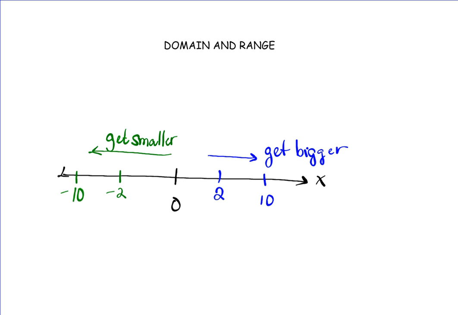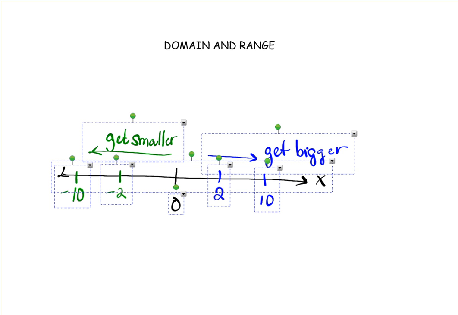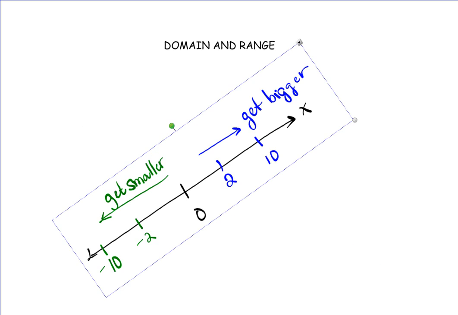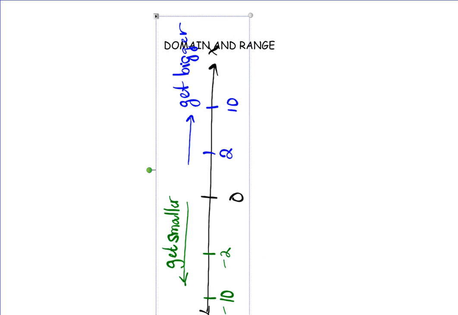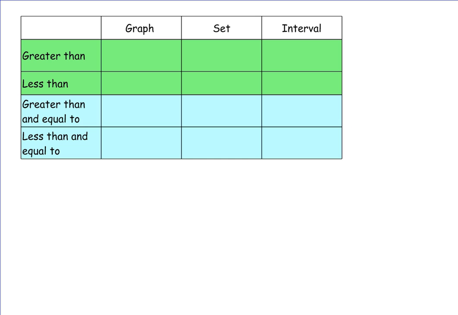I want to represent the same thing when we are talking about the vertical number line. Getting bigger is going up, getting smaller is going down. And that's an important concept that we're going to have to be using. So, let's look at some problems.